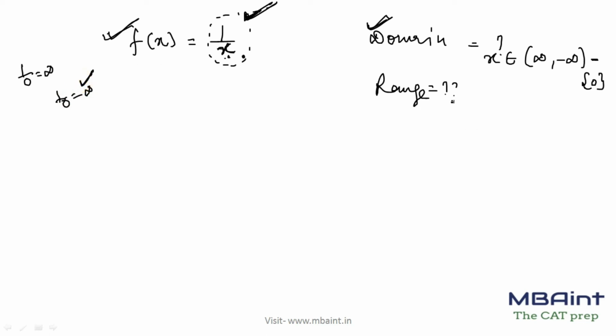Now, coming down to the range, right? So what are the range here? If I keep putting different values of x, I'll keep getting different values of the entire function. This is nothing but what? Y is equal to 1 upon x. If I keep putting different values of x, I'll keep getting different values of y, right? So the range here is also your y belongs to nothing but positive infinity to negative infinity, except it shouldn't be equal to 0.